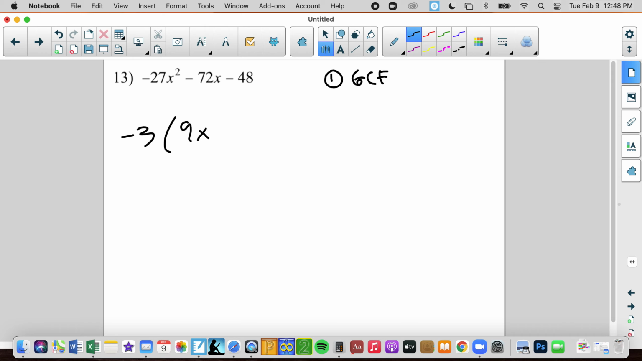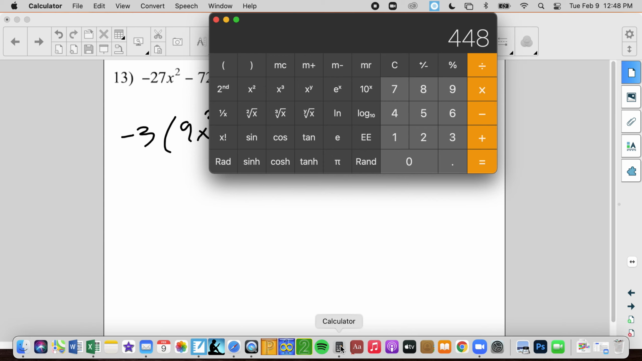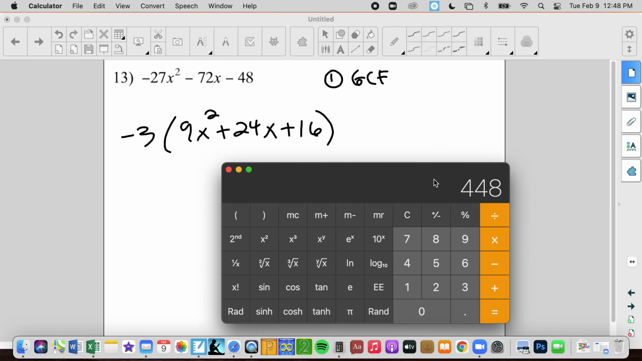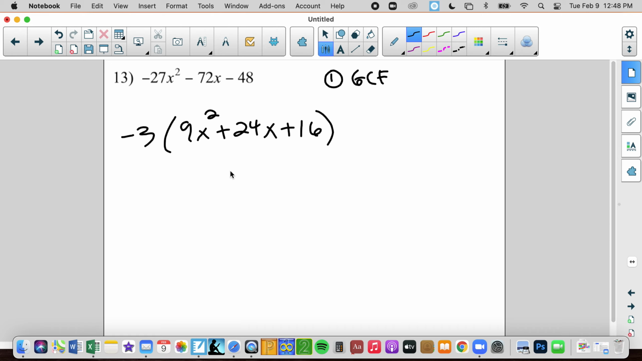So I get 9x squared plus 24x plus 16. And I'm going to check those numbers because it takes 2 seconds. 72 divided by 3 gives me 24, and 48 divided by 3 gives me 16. So I did that right. Now I'm looking at these numbers, 9, 24, and 16. There's no number that goes into 9 that goes into 24 or 16. So I know I did it right.